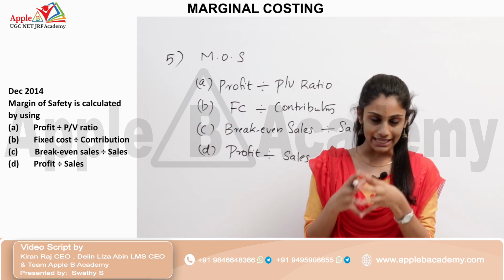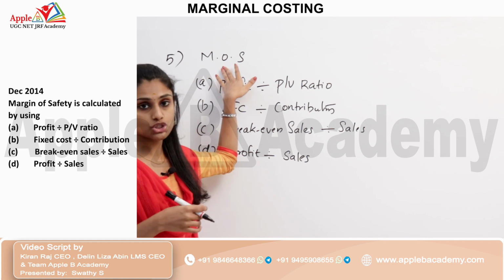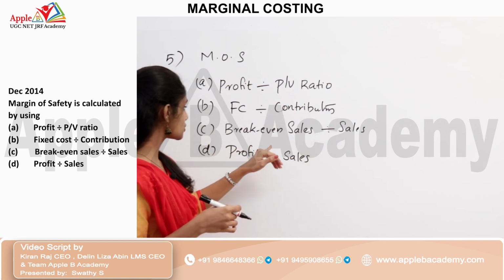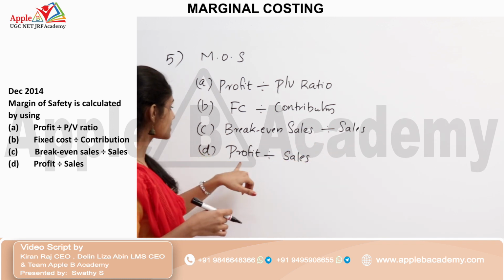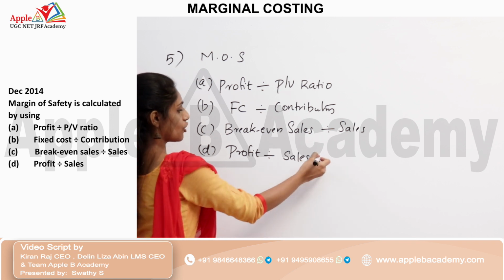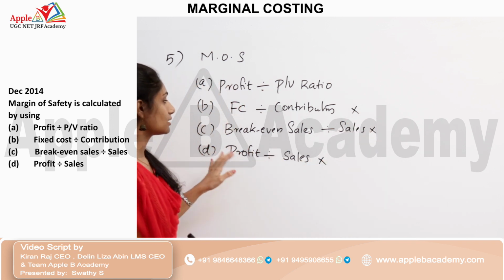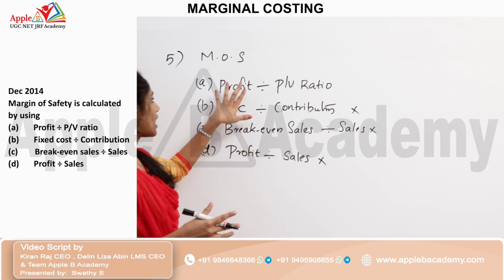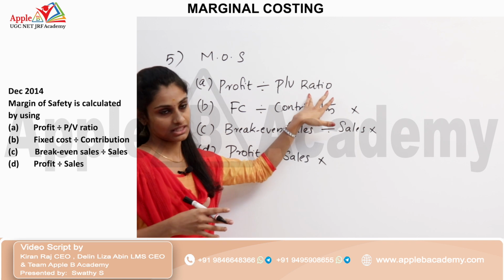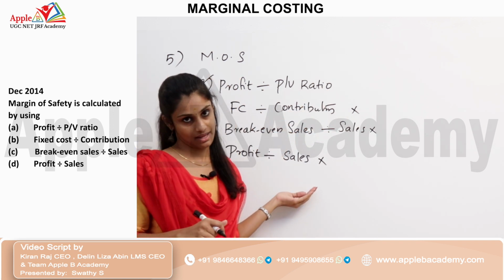So now coming to the last question, this is about the equation for calculating margin of safety. Profit by PV ratio, fixed cost divided by contribution, break even sales divided by sales, profit divided by sales. Anyway, we haven't discussed any of these equations, right? The only direct equation for calculating margin of safety is profit divided by PV ratio. So the correct answer for this question is option A.